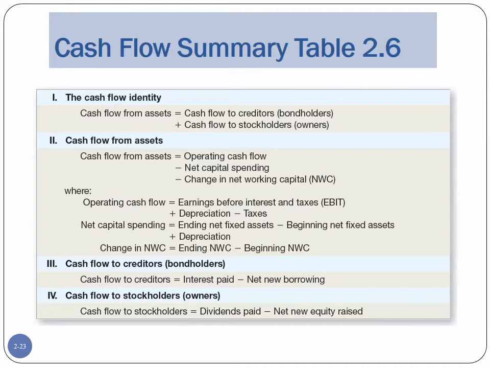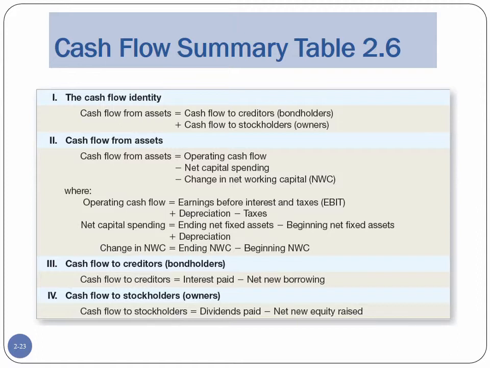So the cash flow identity is very important. It's cash flow from assets equals cash flow to creditors, people to whom the company owes money, plus cash flow to owners. So the cash flow from assets, where does it come from? It comes from something called operating cash flow minus net capital spending minus net change in net working capital, where the operating cash flow is the earnings, the EBIT, plus depreciation minus taxes, and the net capital spending is the change in assets plus depreciation. And the change in net working capital is the ending versus beginning net working capital.